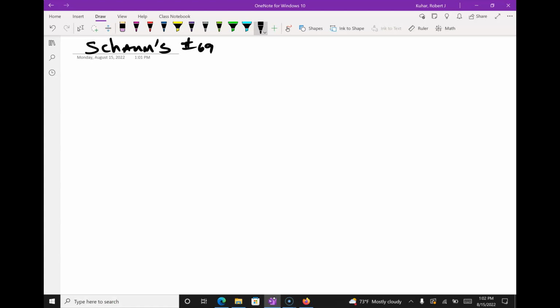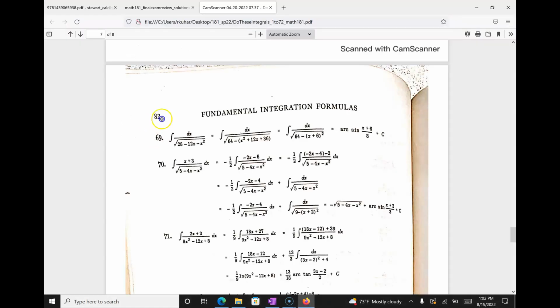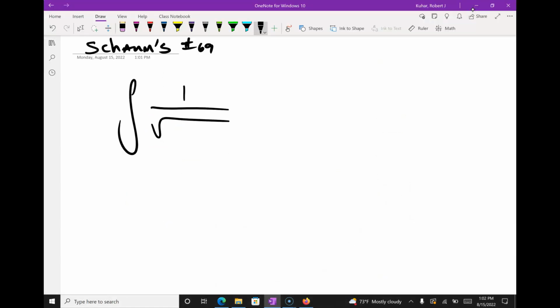This is number 69, an easier one, and I've gone through my checklist. So what does that mean? It means I'm thinking it's got to be an inverse trig, because everything else I've tried has failed. And obviously, I'm looking at an arcsine here.